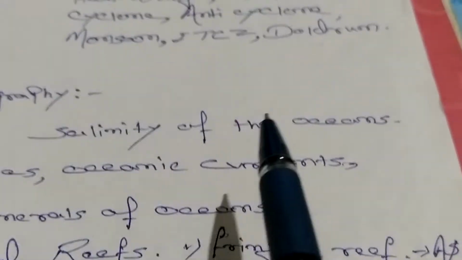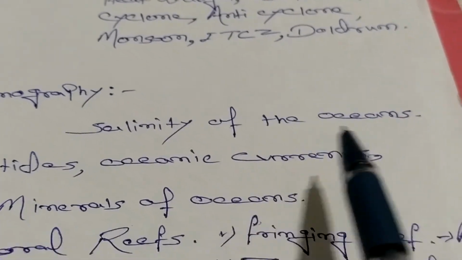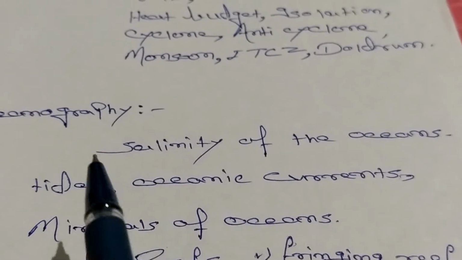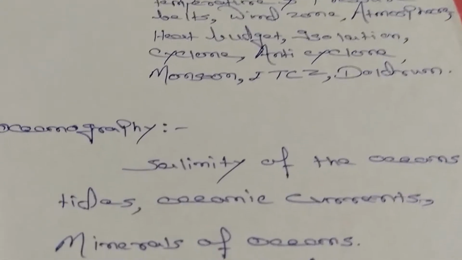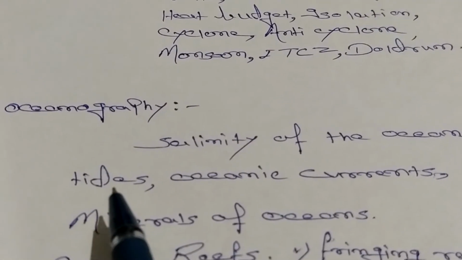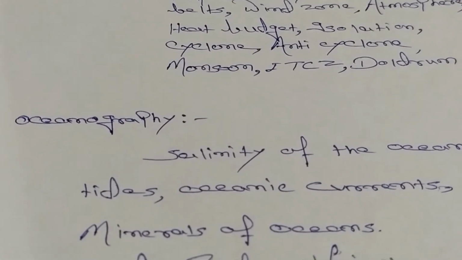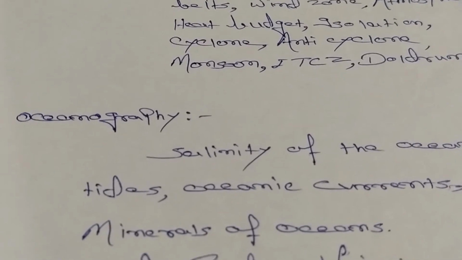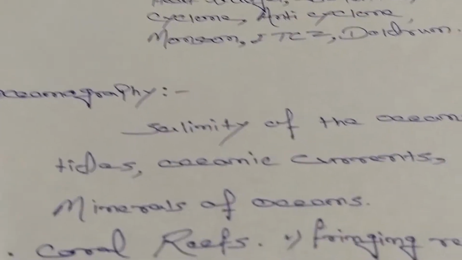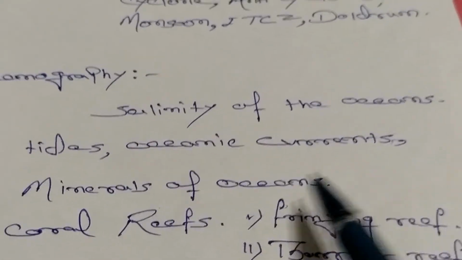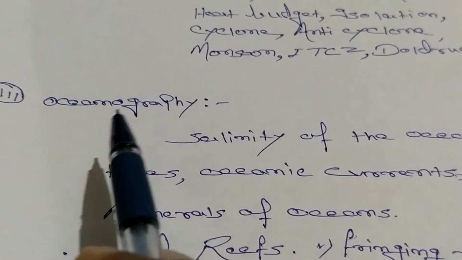Now oceanography, we will discuss the salinity of the oceans, tides. Tides are the rise and fall of the waves. The longest tides in the world are in Italy, and Oka coast in Gujarat has the longest tides found in India. Then oceanic currents and minerals of oceans we will discuss in oceanography.